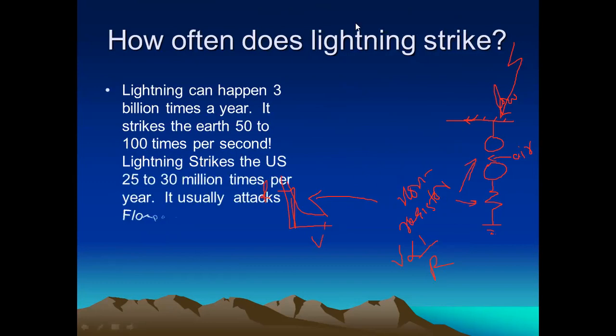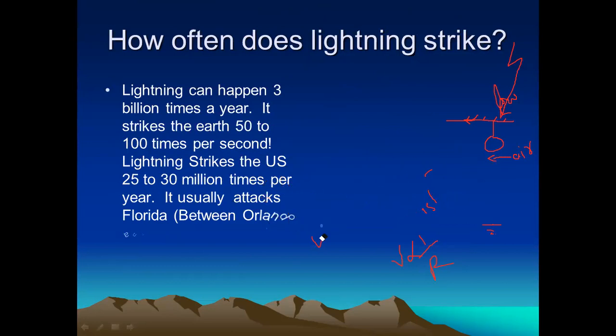It's the results of some research paper, and it's US data. According to this paper, it strikes the earth 50 to 100 times per second. Lightning strikes the US 25 to 30 million times per year.